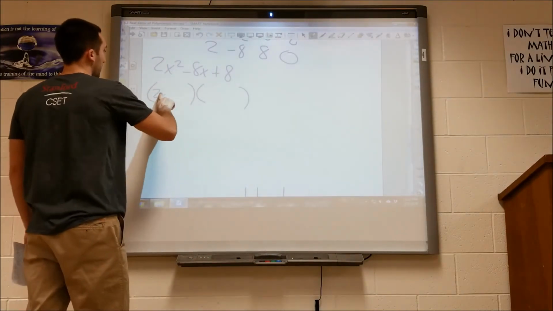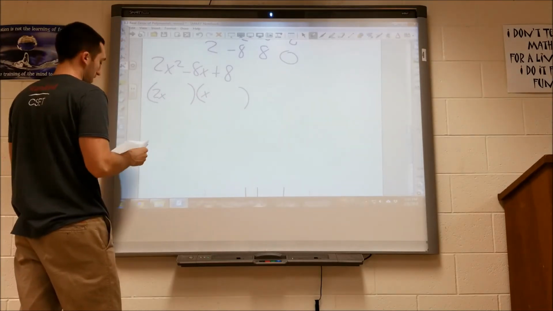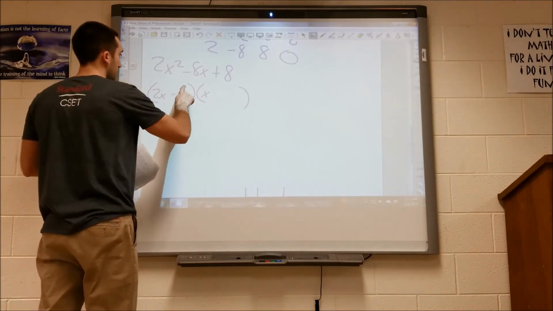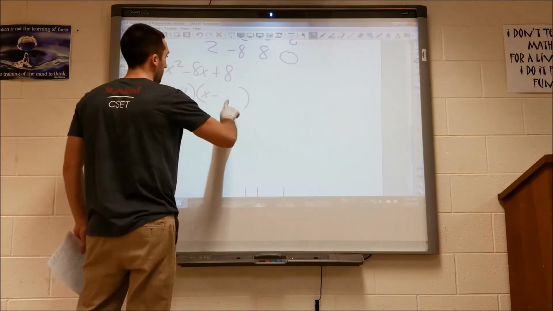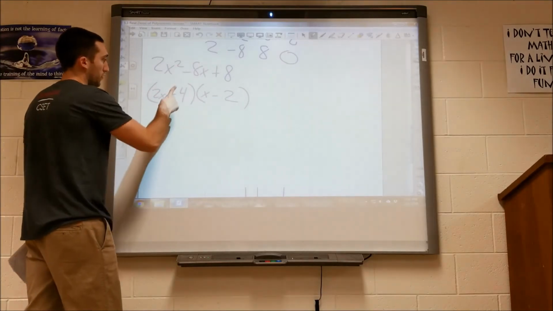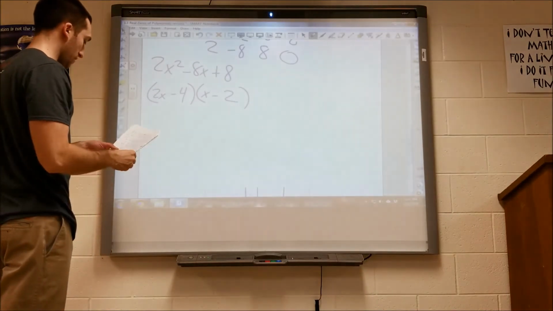Okay, so I get 2x, x. I know that's going to be the case. I have to get -8 in the middle. I know they're both going to be negative terms because I have a plus here. And so that's going to give me -4, that's going to give me -4, combined is going to be a -8 in the middle.